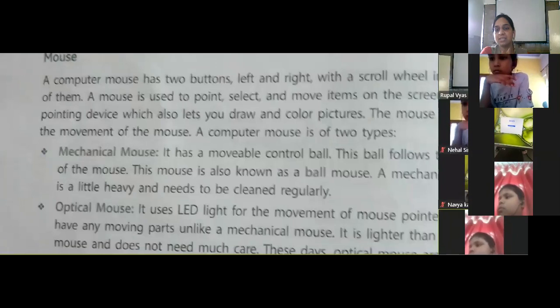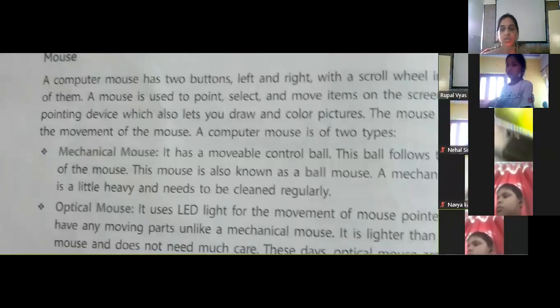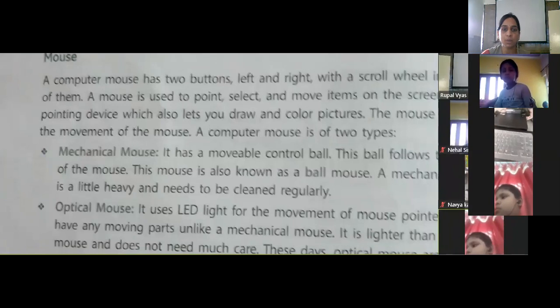The second input device is the mouse. Here also we have two types of mouse. With the mouse we can draw anything on the screen. Our pointer, as you can see, we can move the pointer on the screen.